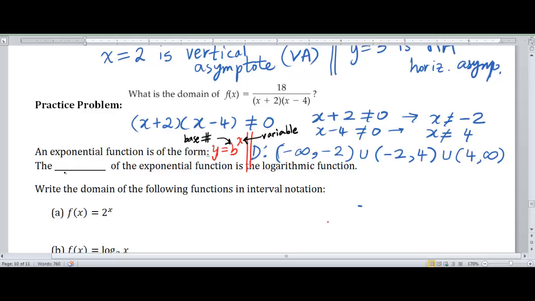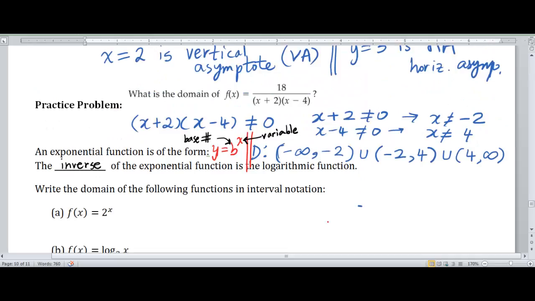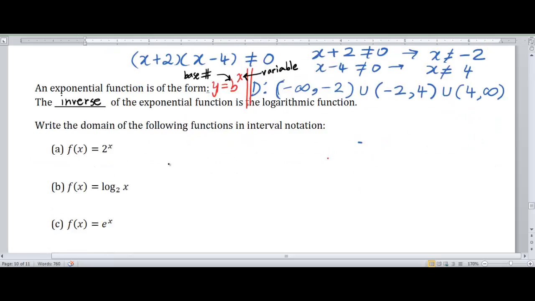The blank of the exponential function is the logarithmic function. So the inverse. The inverse of the exponential function is the logarithmic function. Okay, they cancel each other out, or you can think they do opposite things. Write the domain of the following functions in interval notation. Okay, so 2 to the x. What does 2 to the x look like? Or what does any exponential function look like?